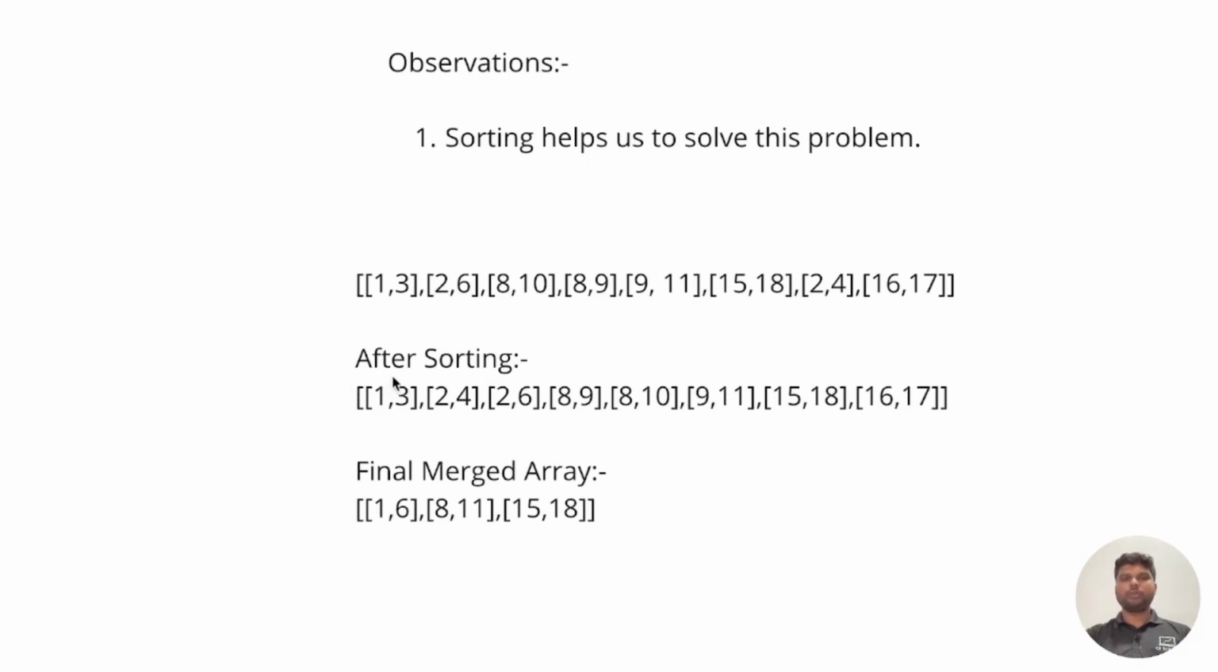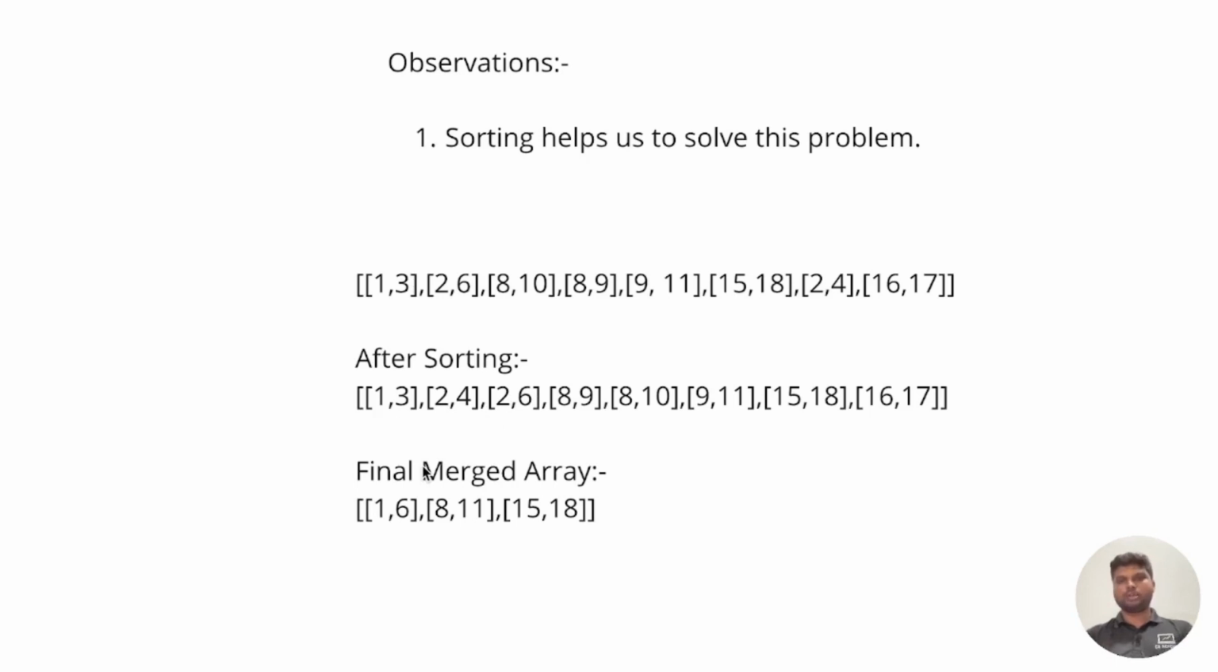We will start with [1, 3]. We will see if [2, 4] can be merged with this [1, 3]. Can it be? Yes, because 3 is greater than or equal to 2. So we will merge these two intervals, and now our interval becomes [1, 4]. We just repeat this loop until we reach the end of the array and we get the final merged array. Hope you got the intuition.